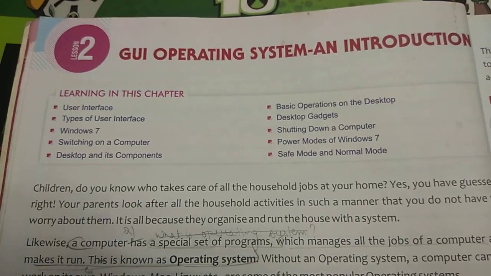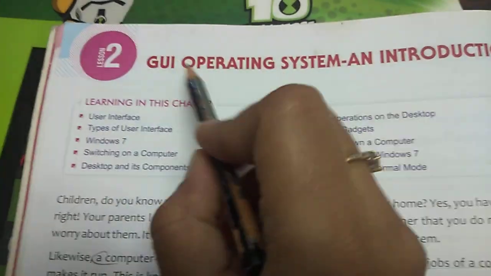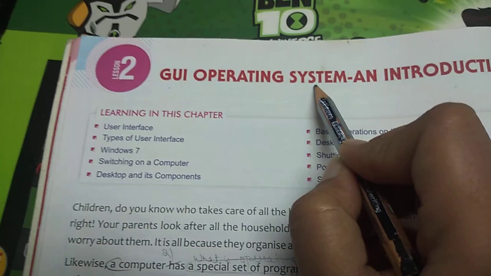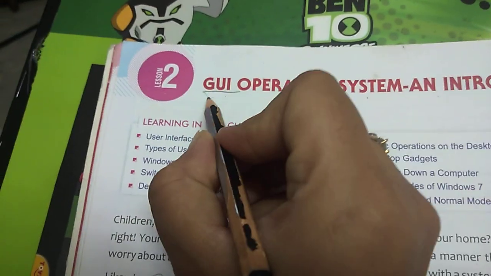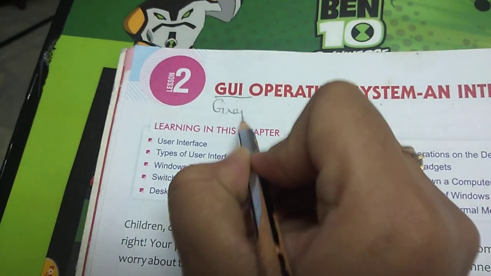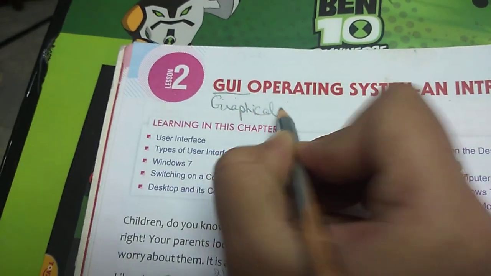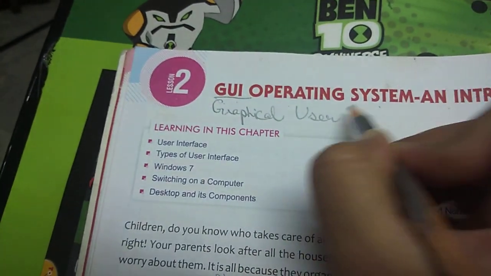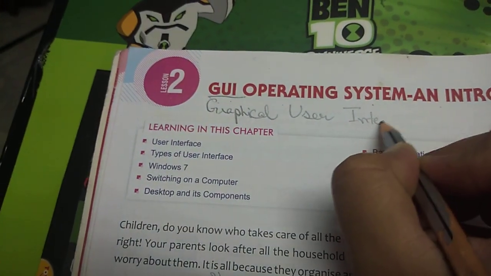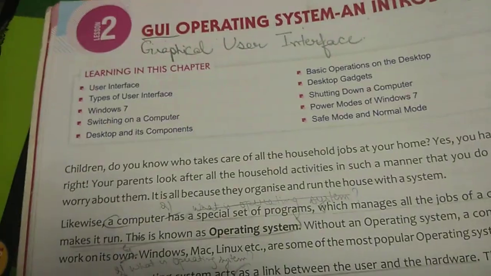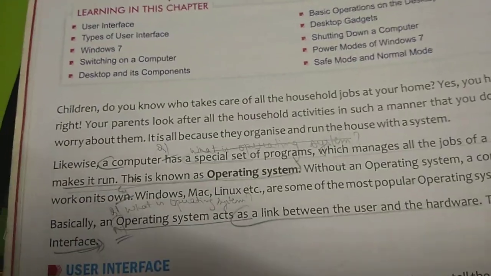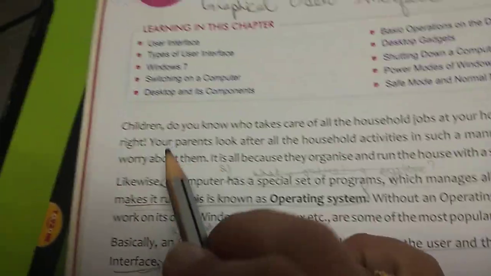In unit 2 we have chapter number 2, GUI operating system and introduction. Now what is GUI? GUI means graphical user interface. Graphical user interface we are going to discuss in the coming paragraph.